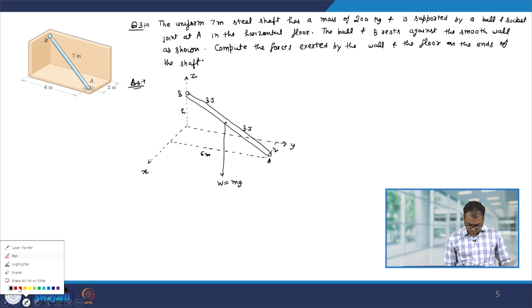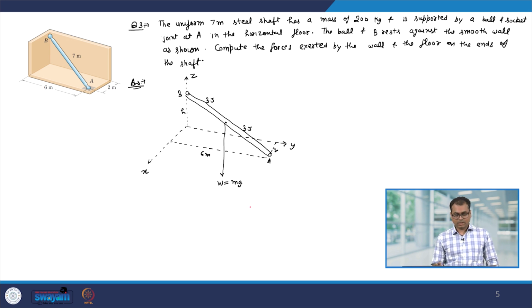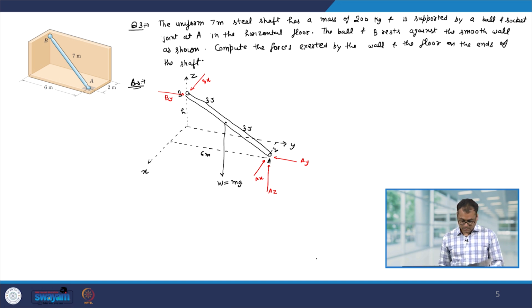Now at point A, various reaction forces are going to act. So let us say we have the force in the z direction, the force in the y direction, and the force in the x direction. Because at point A, it is not restricted, it can move in any direction. So therefore, for the equilibrium, the forces have to act in all the directions. At point B similarly, we have the force acting in the x direction, and the force acting in the y direction. Okay. So these many forces are there. To calculate the forces, let us take the moment about A.